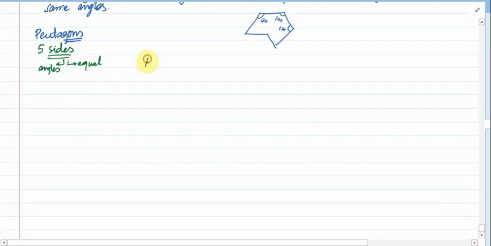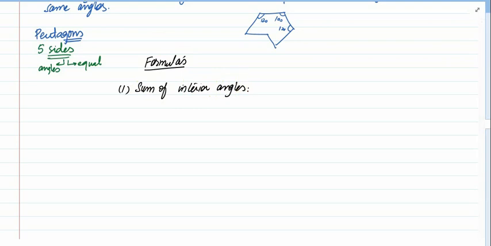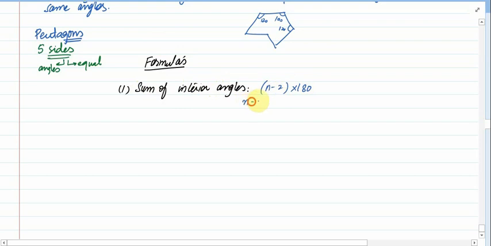Now the second important part is about the working formulas that we are going to implement in this topic. First one, sum of interior angles. Its working formula is n minus 2 into 180. What is n? n is the number of sides.